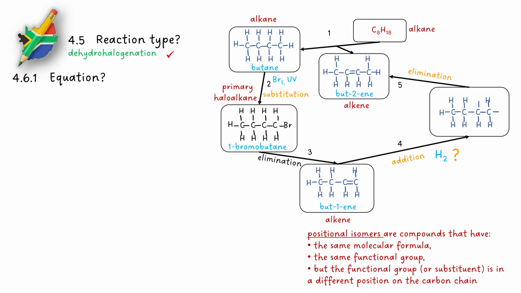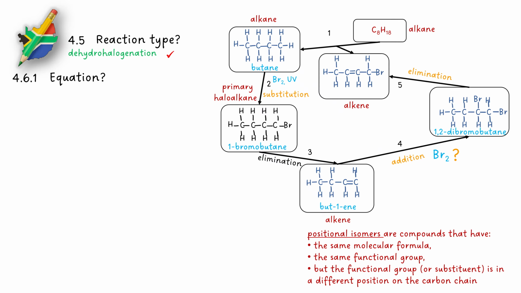What happens if we added hydrogen gas? The product would be butane. But there is no reagent available to remove 2 of the hydrogens selectively at carbon number 2 to form but-2-ene, so we can eliminate hydrogen.